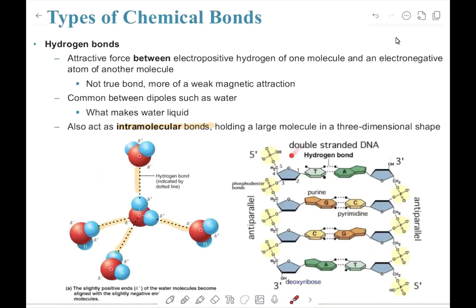molecules. But over here in the case of DNA, which we'll talk about at the end of this chapter, there are hydrogen bonds, which are between what are called nucleic acids. And you'll learn about what those are coming up. So all they are weak attractions.